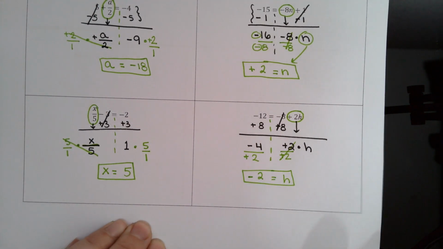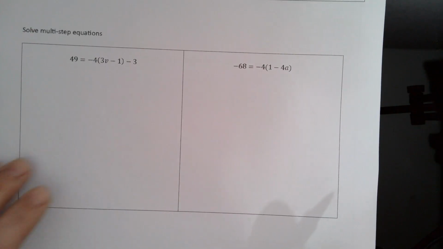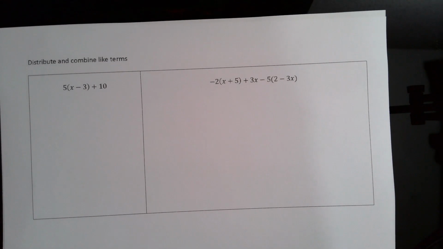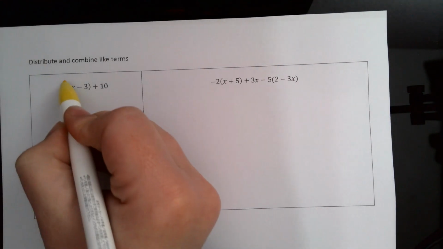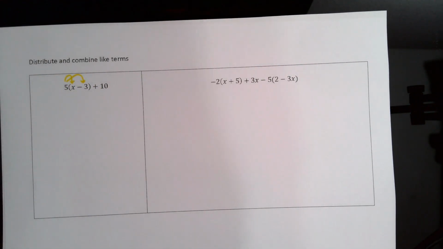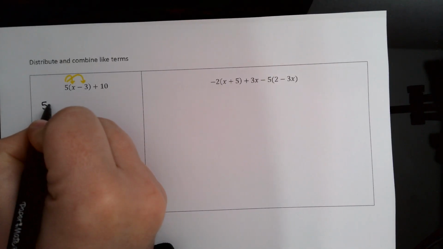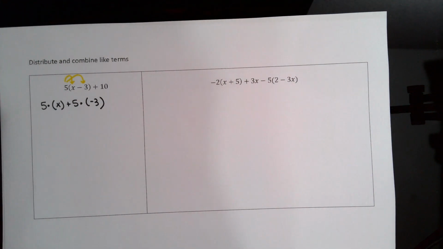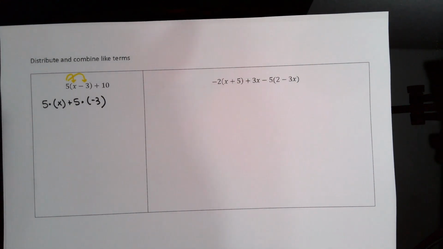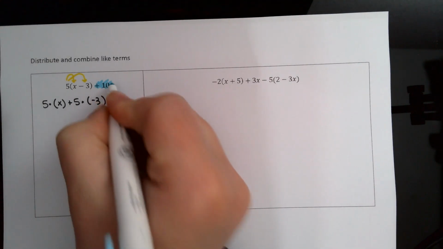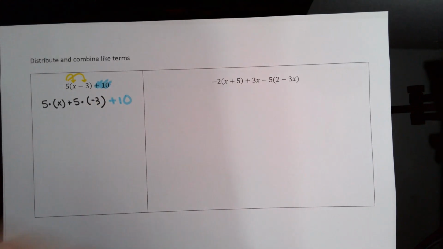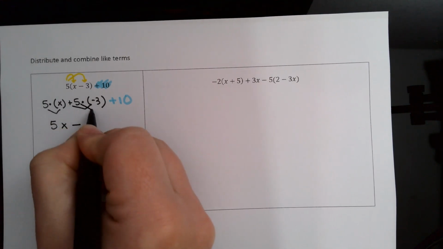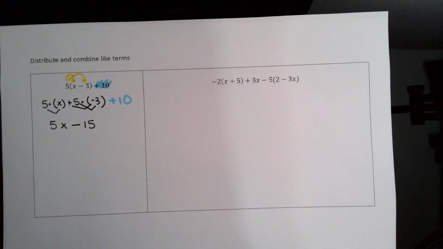So we did one-step equations, two-step equations, and now we're doing a few more. This one's asking you to distribute and combine like terms. So we're going to distribute, leave the 10, don't touch the 10 there. 5 times open x and 5 times open negative 3. Now bring down your plus 10. Go ahead and multiply. 5 times x is 5x. Same or different, different. 5 times 3 is 15. And again, bring down your 10.